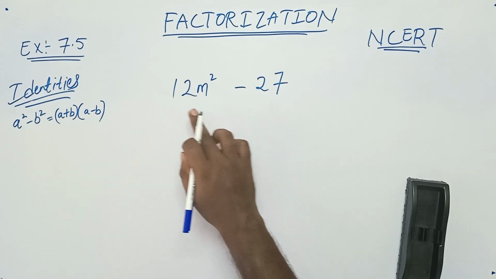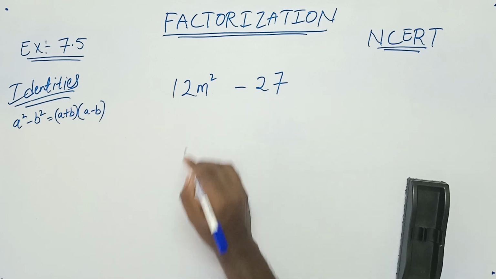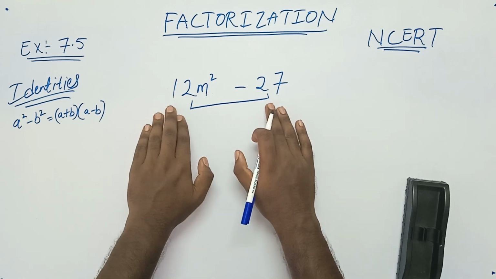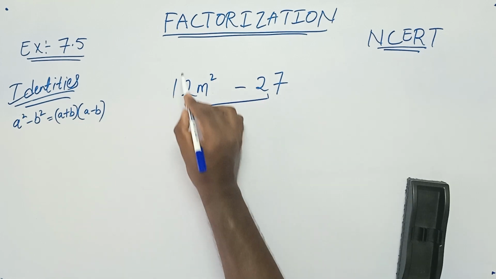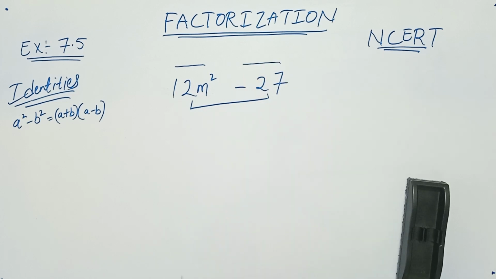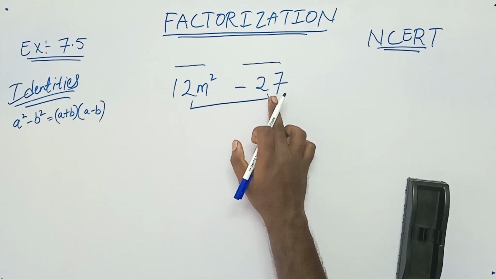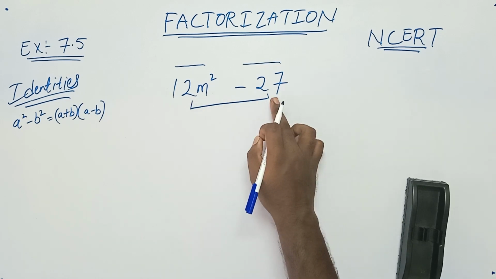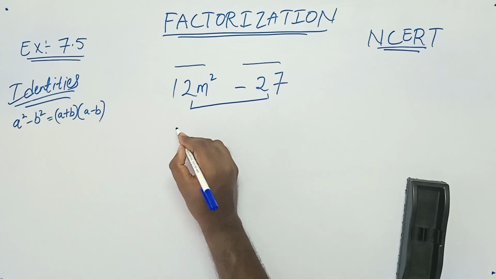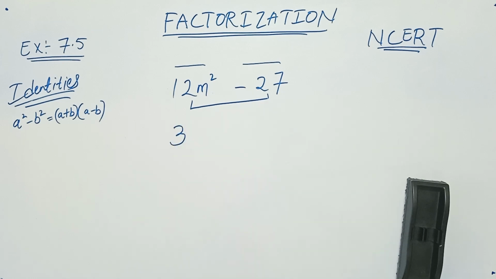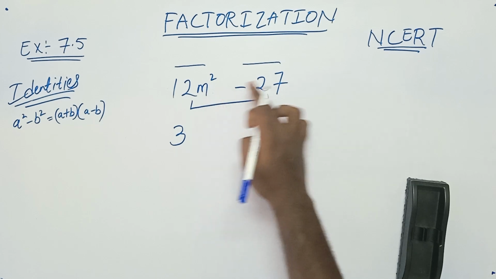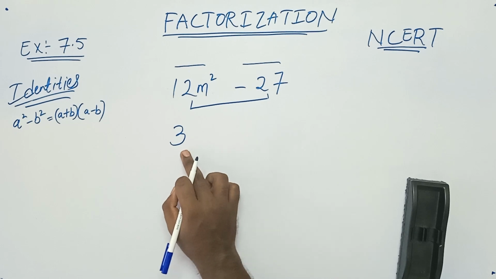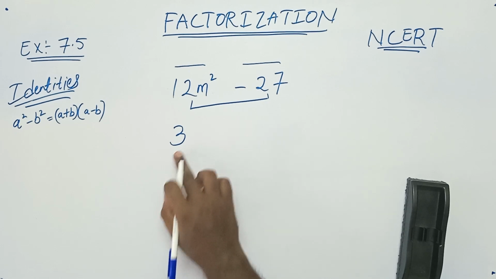So our next problem is 12m square minus 27. So we have to find the factors of this given expression. First we need to compare this term and this term, right? Here we have a 12, here we have a 27. What is the HCF of 12 and 27? 3 is the HCF, right? So we are going to write 3. And here we have m square, but this term doesn't have m square, so we are going to leave it as it is, and now our HCF is 3.